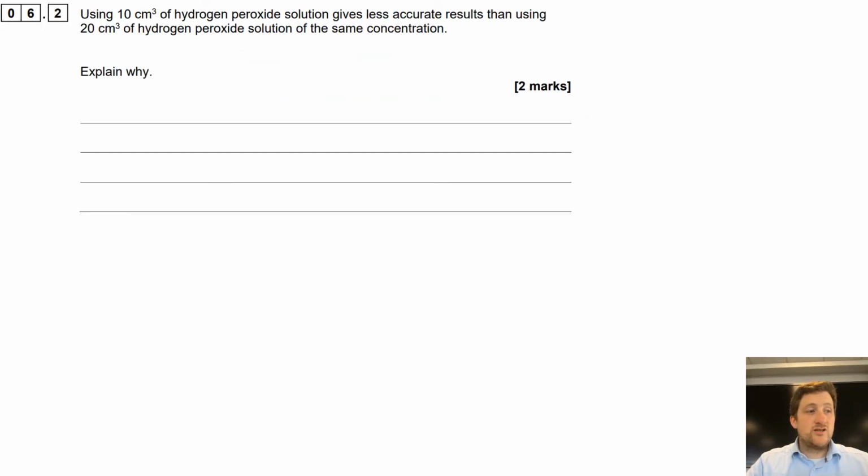So using 10 centimeters cubed of hydrogen peroxide solution gives less accurate results than using 20 centimeters cubed of hydrogen peroxide solution. Well, less accurate, right? That's the crucial bit, less accurate results. What are we looking for if it's less accurate? We're looking for something that is not going to be the correct value. So why would using 10% be less good than 20%? Well, what is the main difference between them?